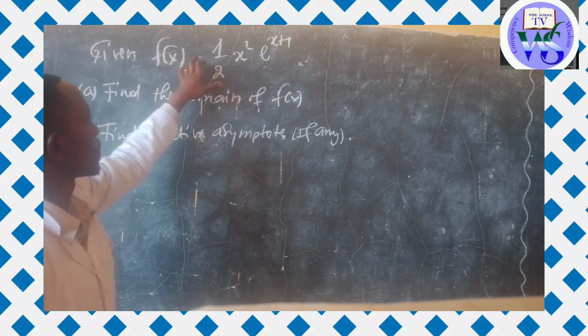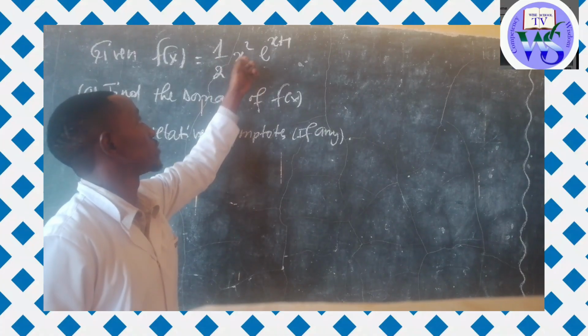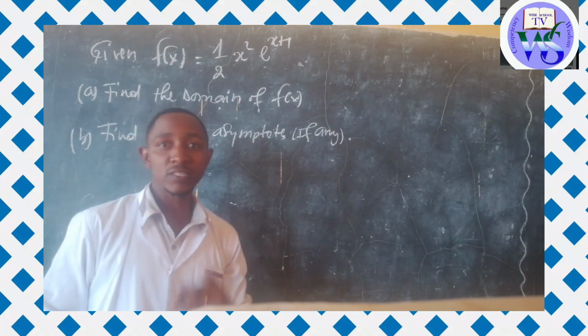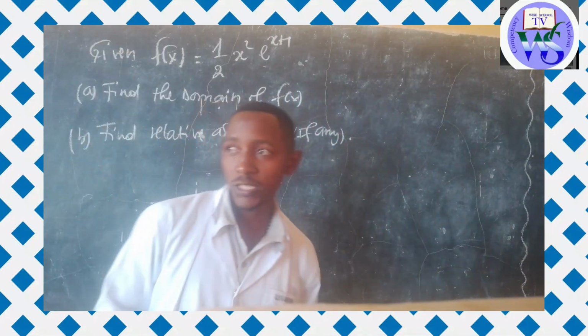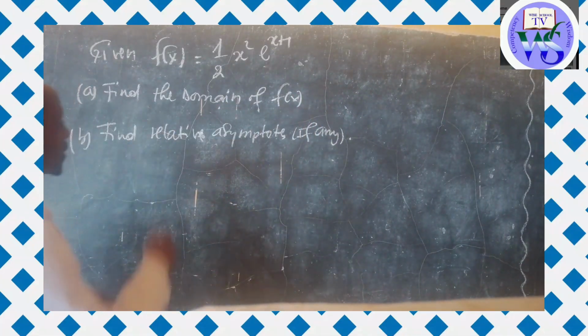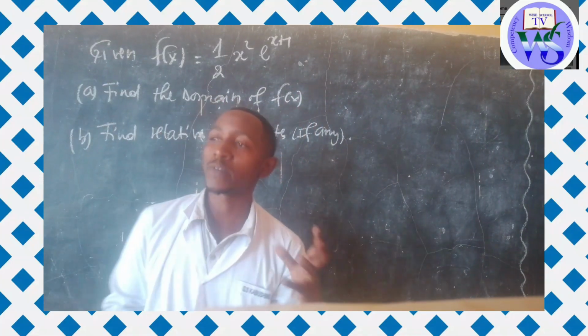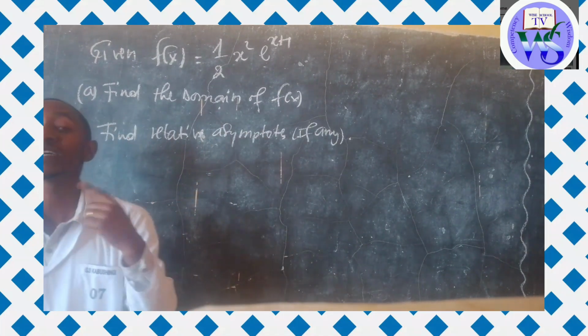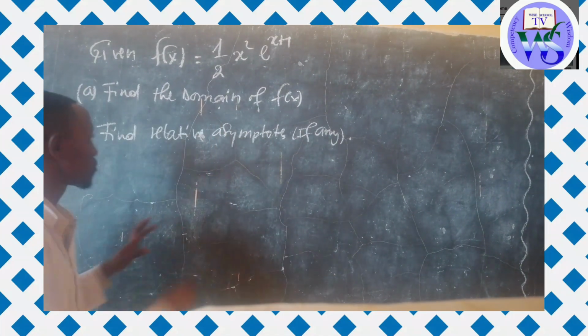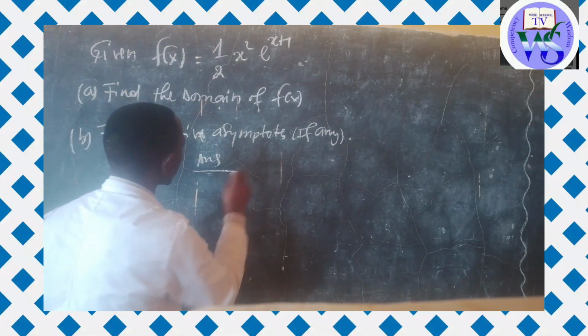Given that the function f(x) is equal to 1 over 2x squared e power x plus 1, find the domain of the function. The second, find the relative asymptote, if any. It means that it can exist or it doesn't exist. So how to solve this equation?